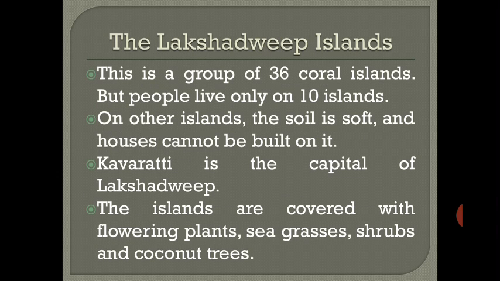So we shall learn about the Lakshadweep Islands. This is a group of 36 coral islands, but people live only on 10 islands. On other islands the soil is soft and houses cannot be built on it. Next, Kavaratti is the capital of Lakshadweep. The islands are covered with flowering plants, sea grasses, shrubs, and coconut trees.